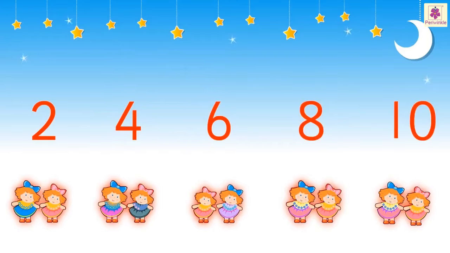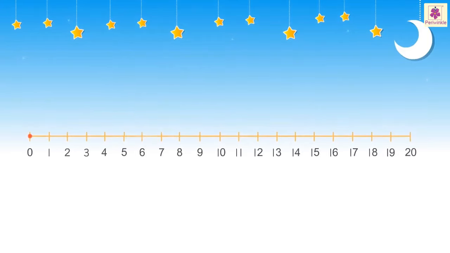Skip counting by twos can also be done using a number line. Here, we skip one number and jump to the second number. Look at the dragonfly. It is skip counting by twos. It starts from number 0.